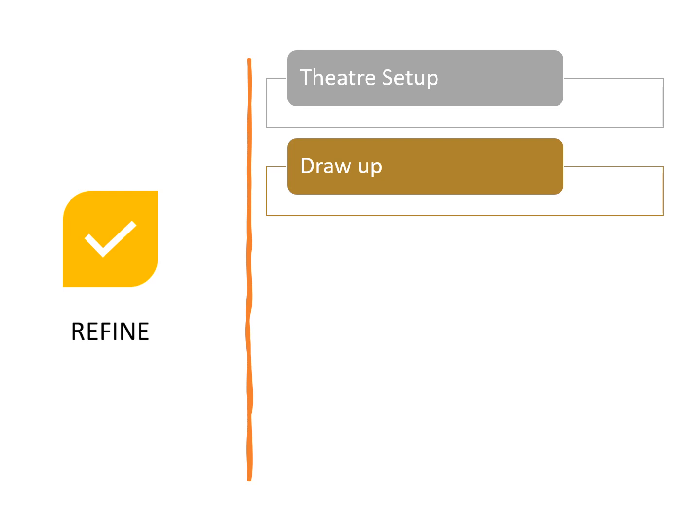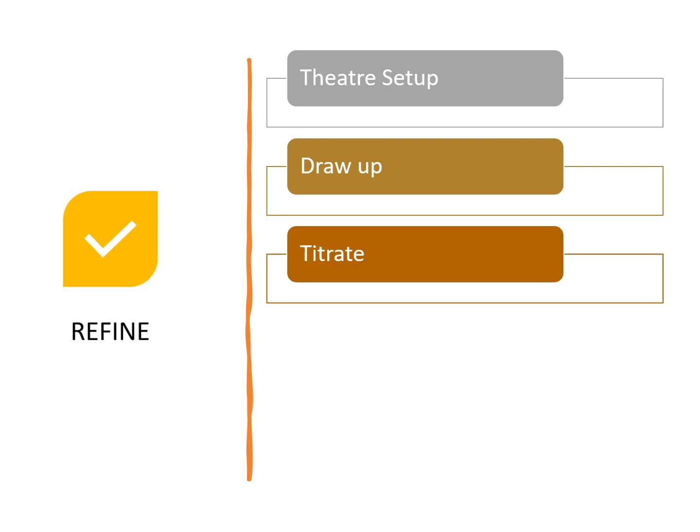Because when the patient starts to decompensate, you can't then be drawing these things up. So where possible, draw up all your drugs in advance. The principle of titration is very important.